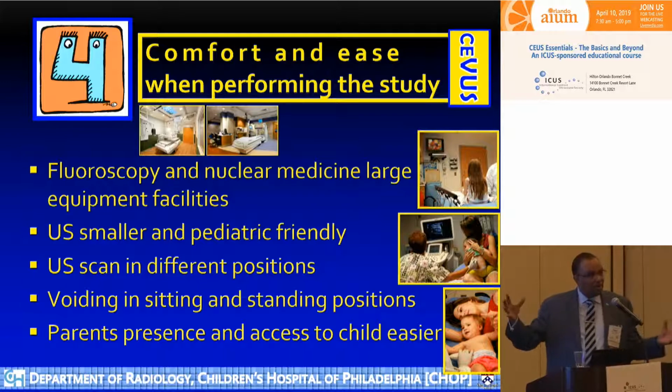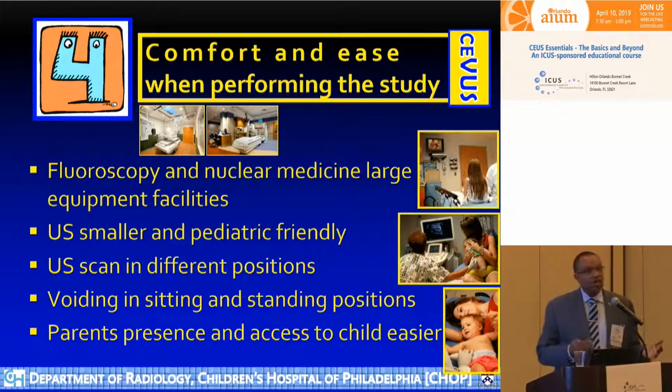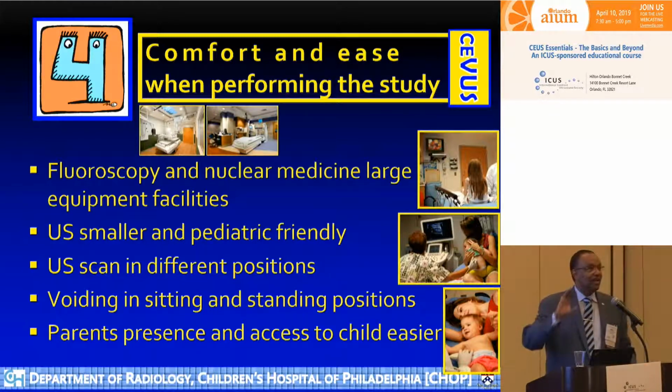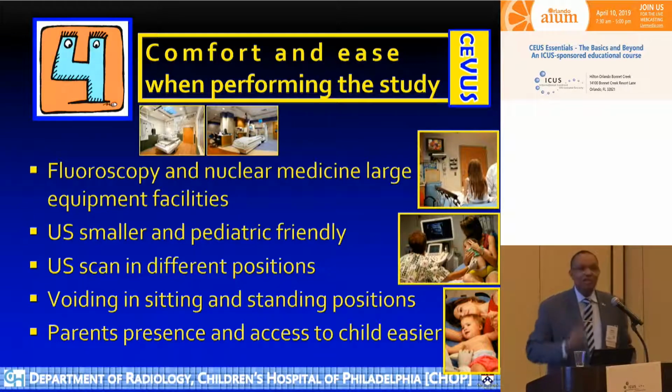Why? Fluoroscopy is a big machine. The parents cannot be hugging the child. They have to stand far away from the machine. Ultrasound is small. Parents can be next to the child, the child can sit on the parent, the child can lie together with the parent, the child can pee sitting on a potty, and we have a nice potty with music. When the child pees, the music comes. It's really nice, and I really recommend it, and the kids love that. Or the boy stands and pees on a urinal. That is like the physiologic way.